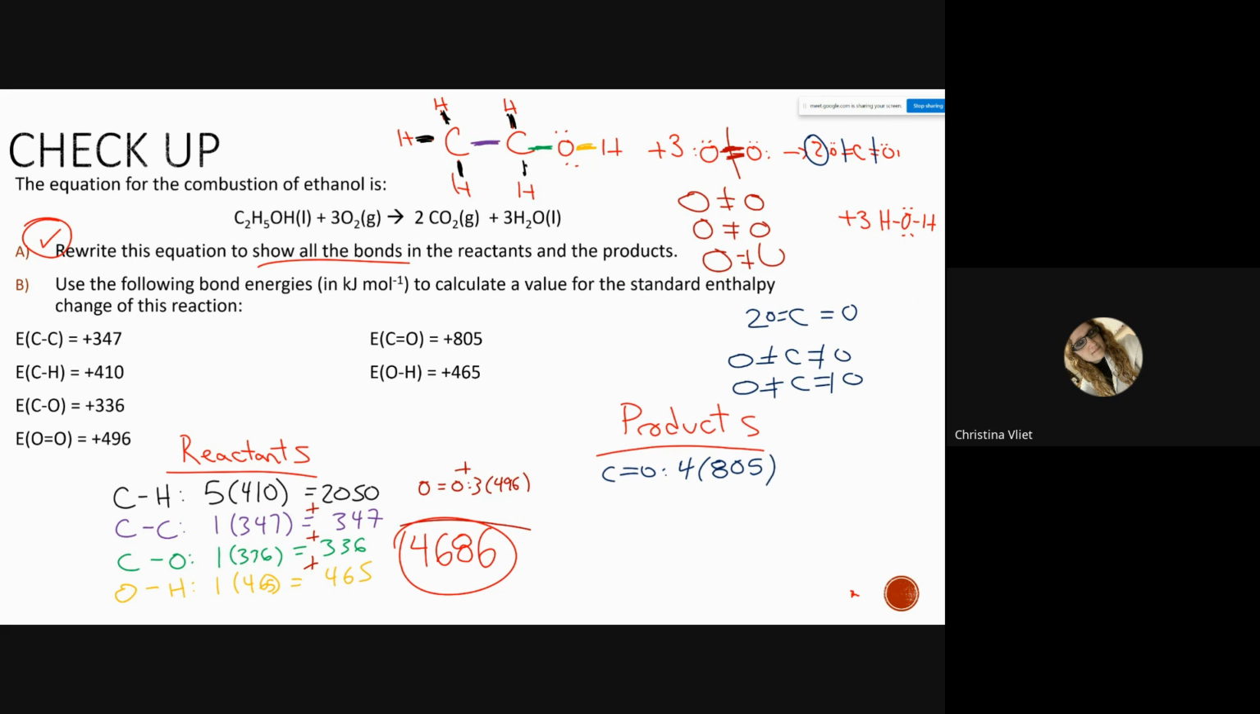Next. H–O. How many of those do I have? H–O 6. Correct. Because it would be 1, 2, but times 3, right? 2 times 3 is? 6. So it would be 6 times 465. Add all those numbers up. 4 times 805 is 3220. And 6 times 465 is 2790. And then you add those 2 up, what do you get?